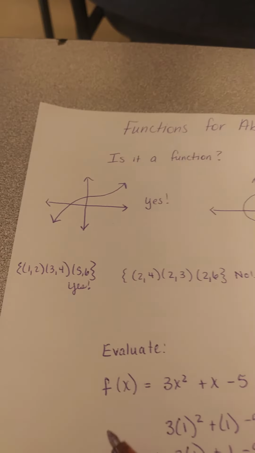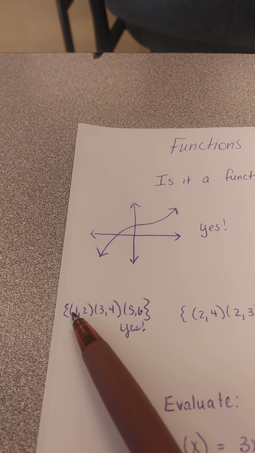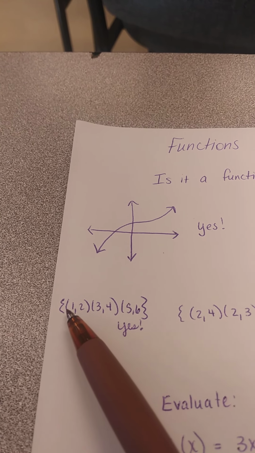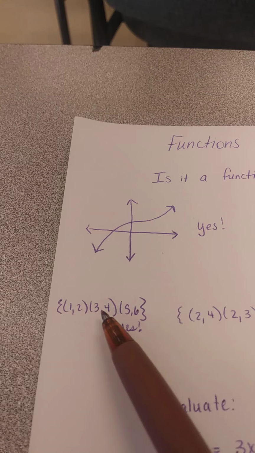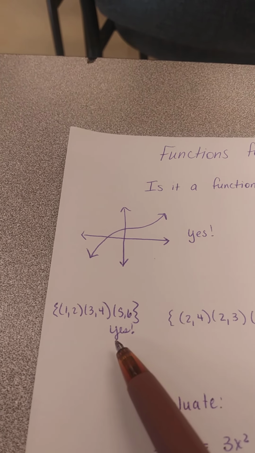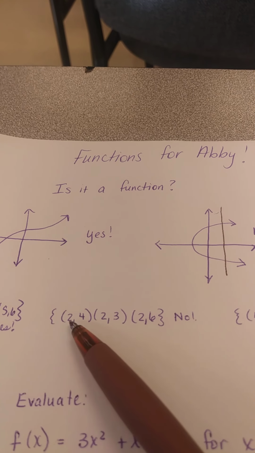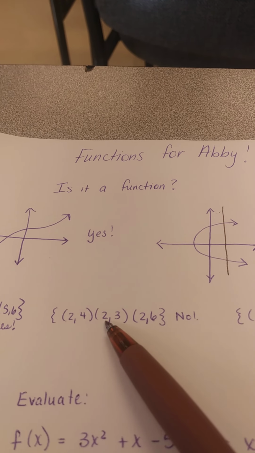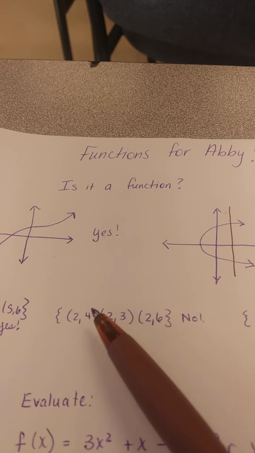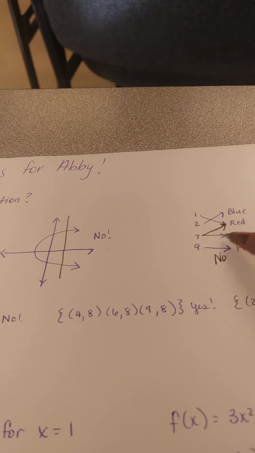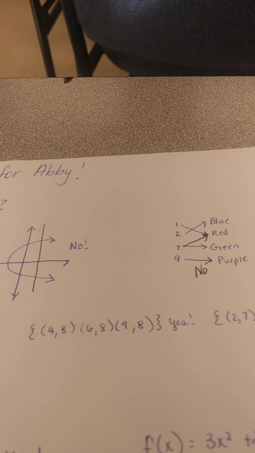So in this one, we have a list, and it's the same idea. Each x has to get the same y every time. So 1, 2, 3, 4, 5, 6. All three of those x's are different, so this is a function. Here's an example of one that is not. The same x, 2, gave us two different y's. So essentially 2 pointed to 4 and to 3, and it can't point to two different numbers. So this is not a function.